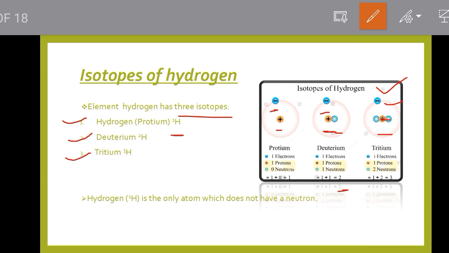So in these isotopes, only the number of neutrons is changing. The first, protium, has 0 neutrons, while deuterium has 1 neutron, while tritium has 2 neutrons. Hydrogen H1 is the only atom in the periodic table which does not have a neutron, as shown in the diagram.